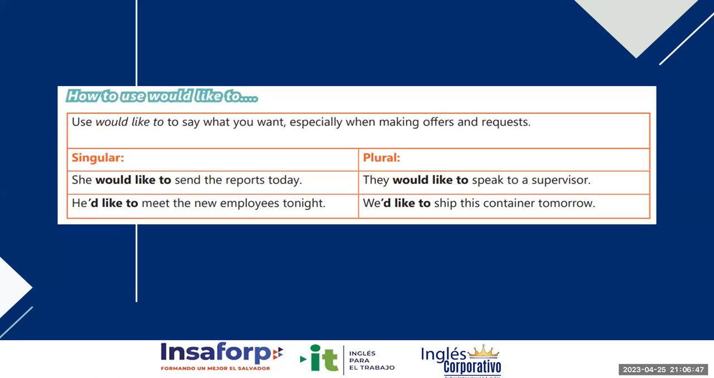Okay. How to use would like? If we're going to read this, use would like to say what you want, especially when making offers and requests. And we have singular and also plurals. For example, she would like to send the report today. Another example, he'd like to meet the new employees tonight. This is a short way to say he would like. Instead of saying he would like, we use this apostrophe in this way. He'd like to meet the new employees tonight.